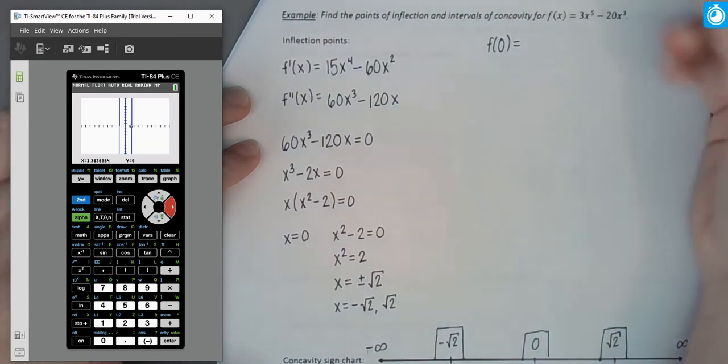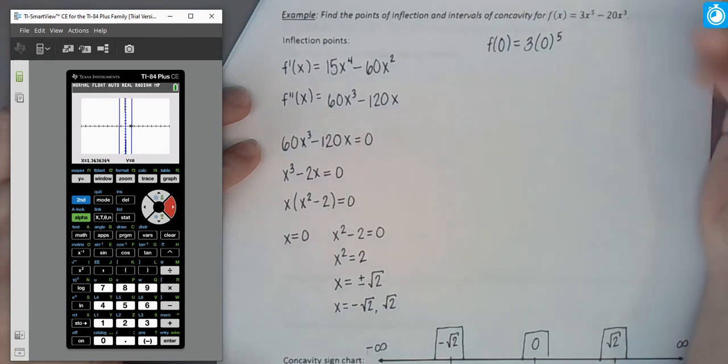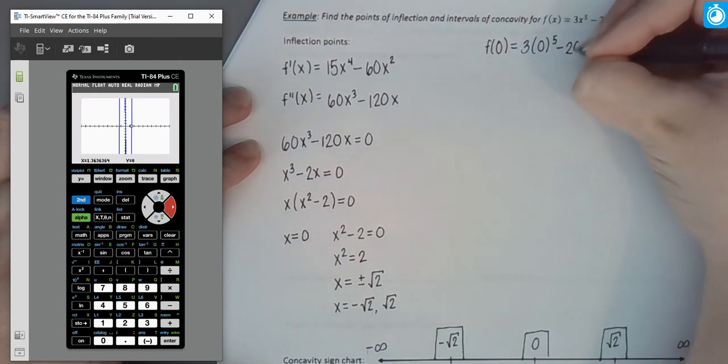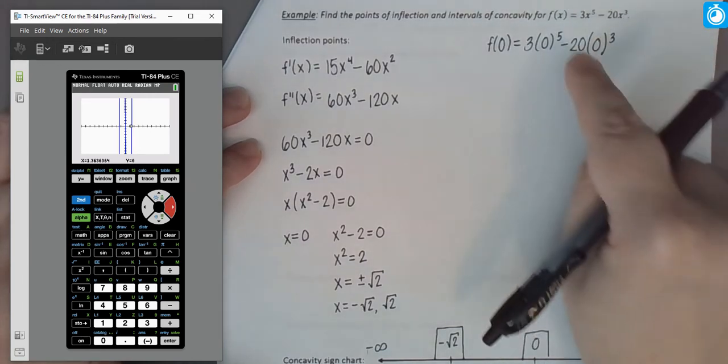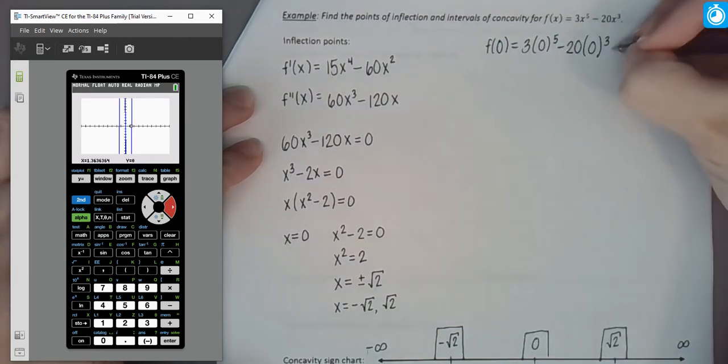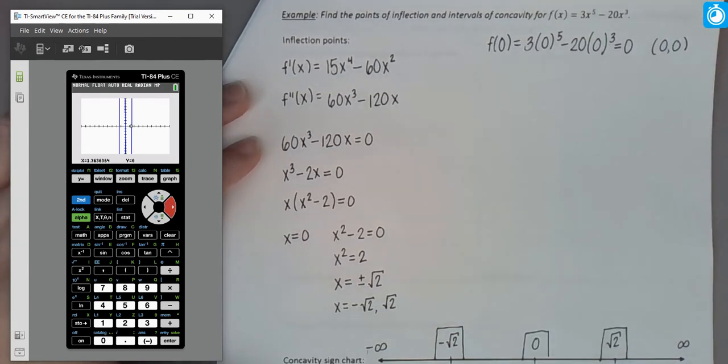This one's pretty easy to evaluate. 3 times 0 to the 5th minus 20 times 0 cubed. We'll notice both of these terms go to 0. So that's going to be 0, which means the point of inflection has an x coordinate of 0 and a y coordinate of 0.